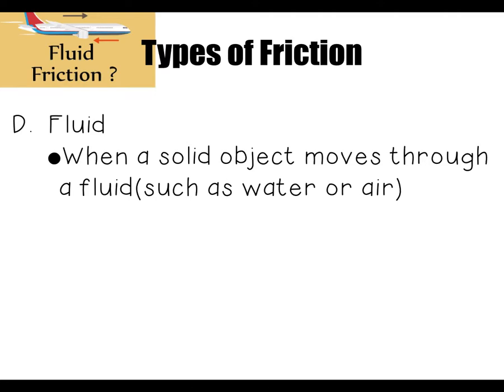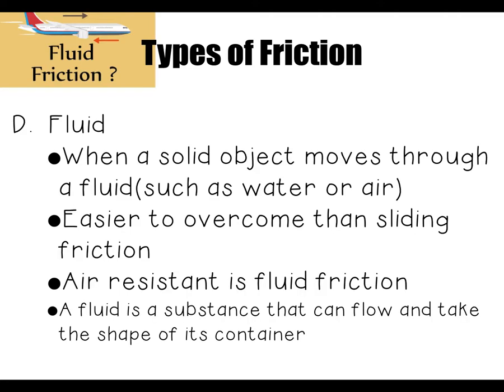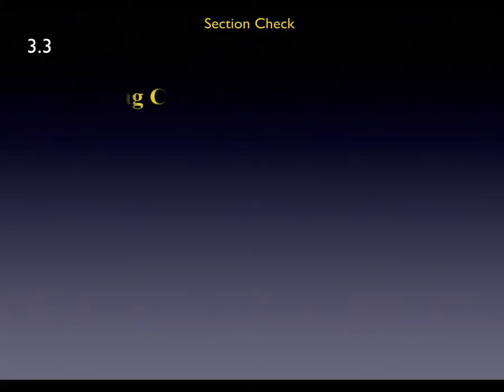Fluid friction is when a solid object moves through a fluid, such as water or air. Easier to overcome than sliding friction. Air resistance is an example of fluid friction. So a fluid is a substance that can flow and take the shape of its container. Again, air resistance is a friction-like force that opposes motion of objects that move through the air. It really depends on the speed, the size, and the shape of the object.